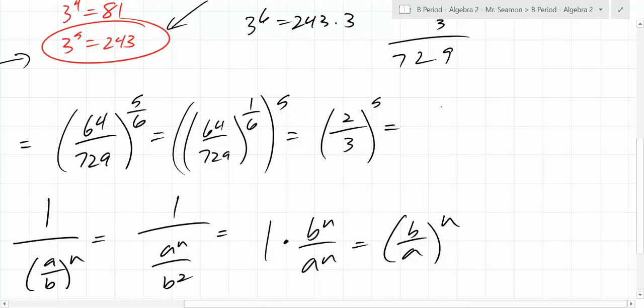You could leave it like that. I would give you full credit right there, but you could write it as, 2 to the fifth is what? Not 10. Careful. Not that kind of multiplication. 2 to the fifth is? Ready? 2, 4, 8, 16, 32. And 3 to the fifth is 243.